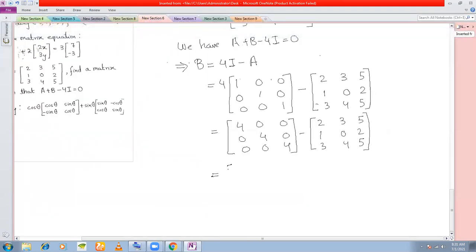So what is the matrix B? Normal subtraction. 4 minus 2 is 2. 0 minus 3 is minus 3. 0 minus 5 is minus 5. 0 minus 1 is minus 1. 4 minus 0 is 4. 0 minus 2 is minus 2. 0 minus 3 is minus 3. 0 minus 4 is minus 4. And 4 minus 5 is minus 1. This is the required matrix B. Simple enough.